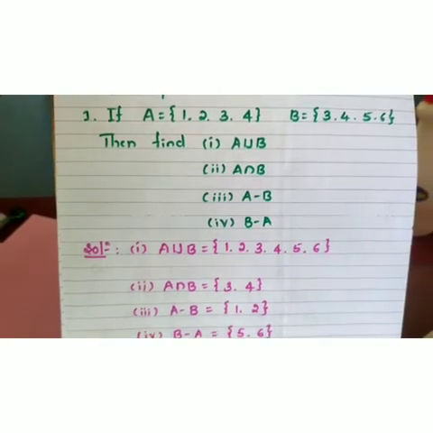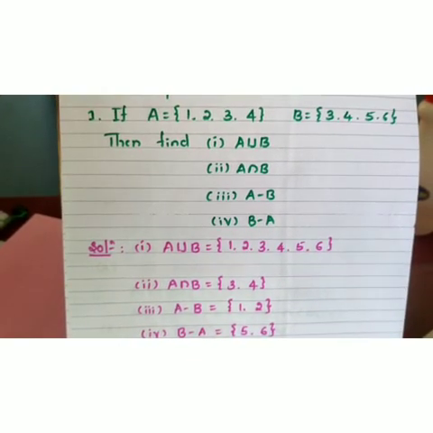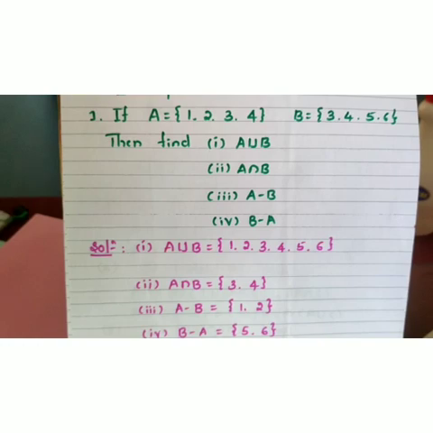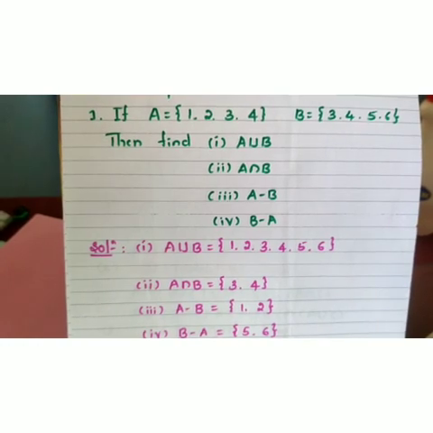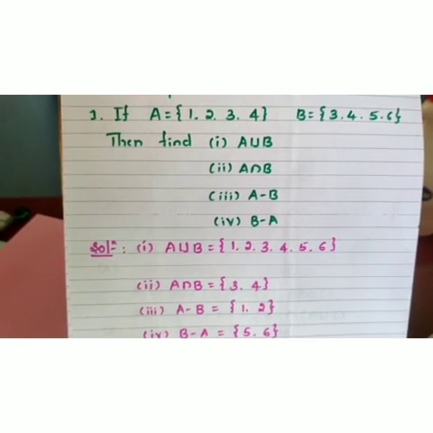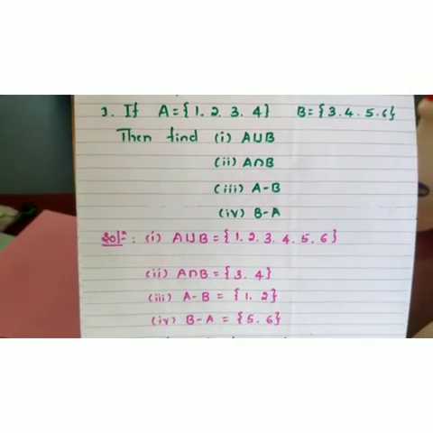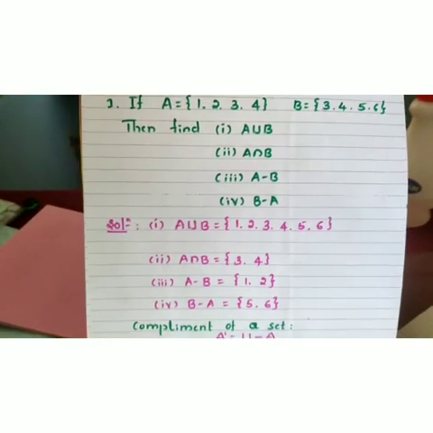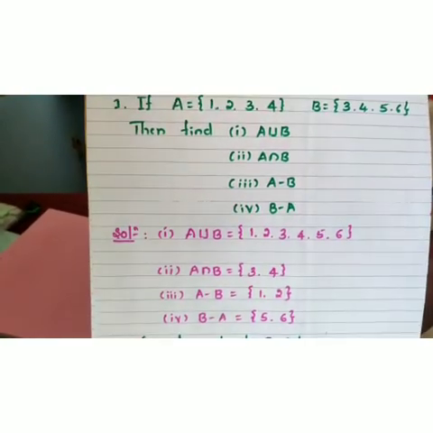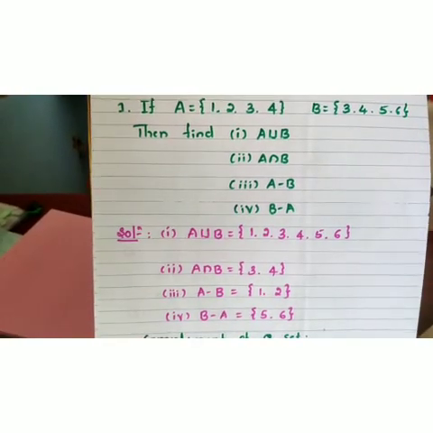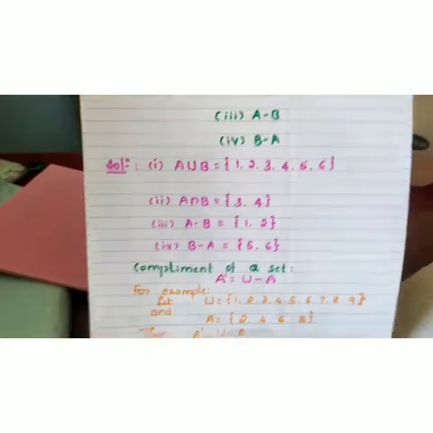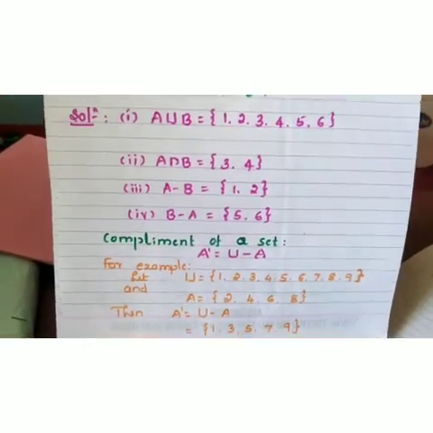What do you mean by B minus A? B minus A means the elements of B which are not in A. The elements of B are 3, 4, 5, 6, but 3, 4 are in A. Therefore, 3, 4 are eliminated and only 5, 6 are written. So, this is about A minus B, B minus A, as well as A intersection B and A union B. I hope it is a very clear example that I gave.